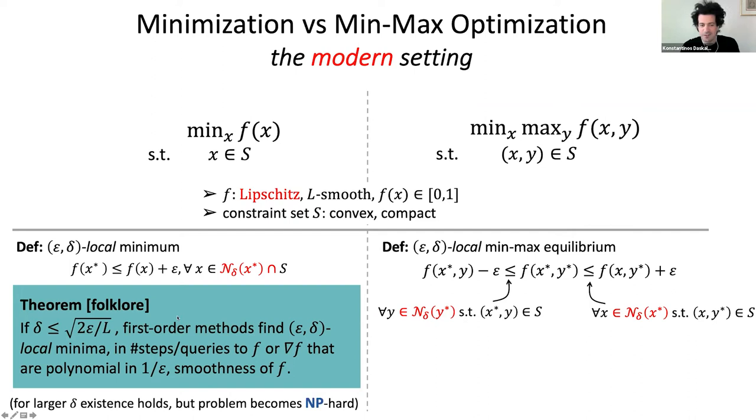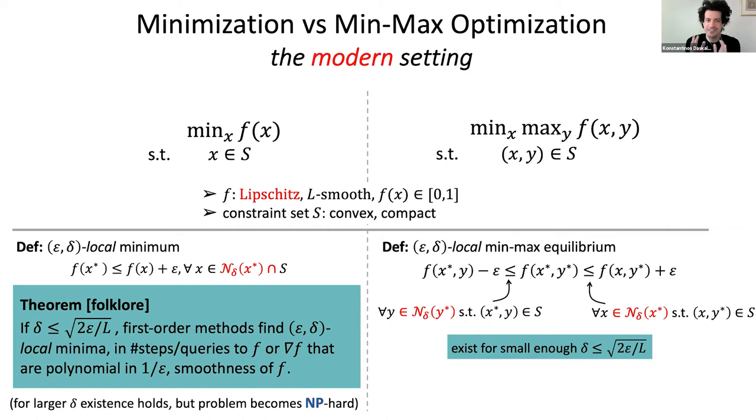So what happens on the right-hand side? The first thing you have to ask yourself is, do these things exist? My first little claim, which is not hard to show by Brouwer fixed point theorem, is that these local things exist if delta is small enough, the same notion of small enough. So these things that I'm shooting for are not exotic things that may or may not exist. They are guaranteed to exist by Brouwer fixed point theorem. And that's a good thing. I'm trying to solve this non-convex, non-concave min-max optimization problem. At the very least, I should be targeting things that do exist, because the moment your target solution concept may or may not exist, your problem is NP-hard.